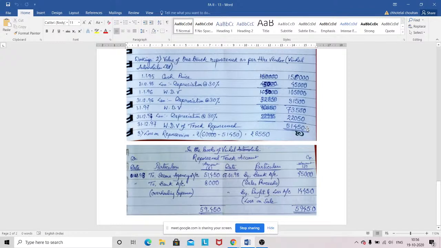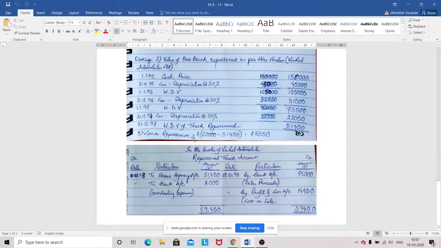But the ultimate conclusion is, as per the hire purchaser the value of the asset should be 60,000, but as per the hire vendor the value of the asset came to 51,450. So obviously whenever the hire vendor is repossessing the asset, he will charge 51,450, but as per the books of the hire purchaser the value is 60,000. So the difference is actually the loss on repossession.